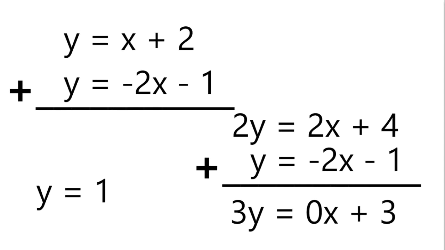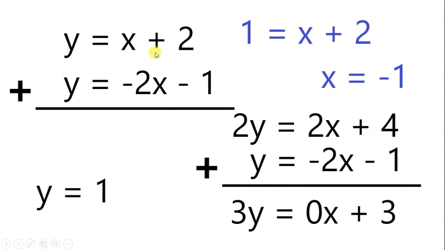Now we have y. Let's solve for x. Substitute 1 for y in the first equation, and it becomes 1 is equal to x plus 2. Simplifying this becomes x is equal to negative 1. So the answer is x is equal to negative 1 and y is 1.